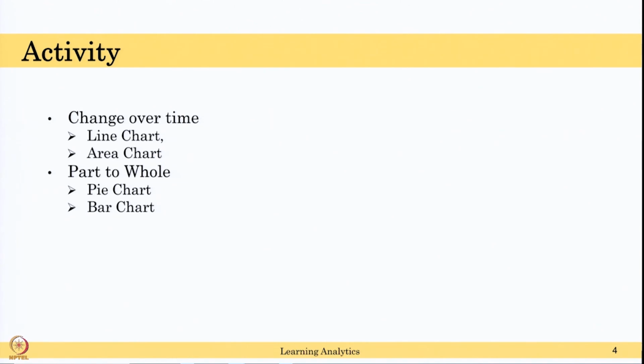Or if you want to show the part of a whole, we saw that a pie chart will be useful. There is a pie chart which says how much the value of A is with respect to the complete total value, like 30% or something like that, or you can also use a bar chart for that.